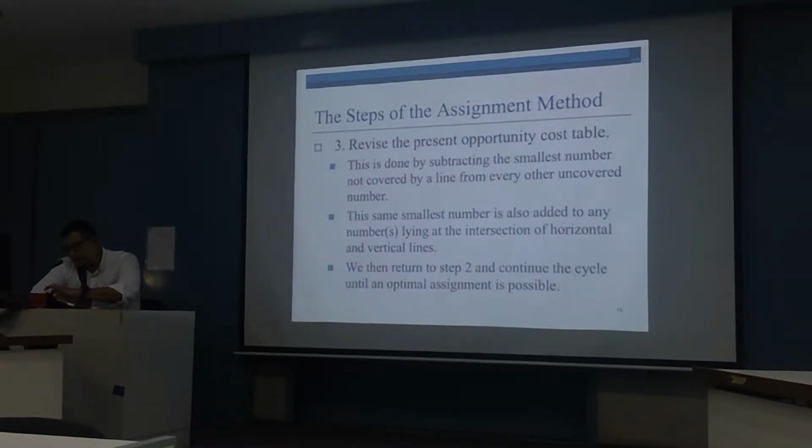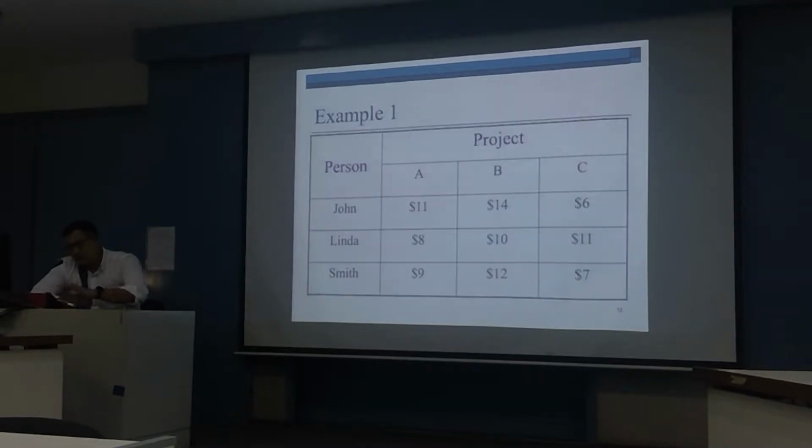So this is the step of the assignment method, right? We have 2 or 3 steps. And as usual, you can read on your own, but I'm going to explain based on an example that will be easier for you guys to understand. So I'm going to use this very small example, where you actually have no need to use the assignment method, but I'm going to use it for this problem. This is a very small problem regarding the 3 persons, John, Linda, and Smith. All these 3 persons, we're going to assign them to do projects A, B, and C.